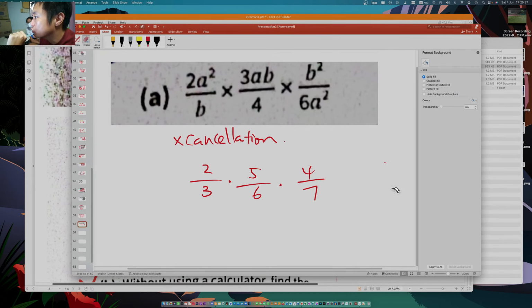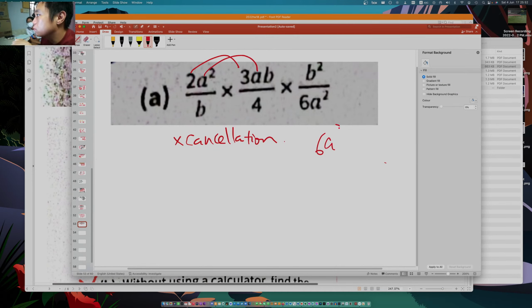Let me show you with this one. So let's say if you never learned the cancellation method, what you will do is, 2 times 3, 6. A square times a cube. B times b square is b cube, right? Something like that. Then times the numerator already, then do the times the denominator. So no difference from what I did just now for numbers, right? So now let me introduce you to the cancellation method.